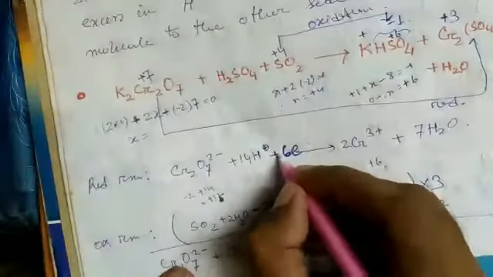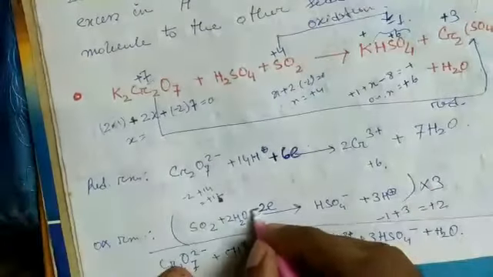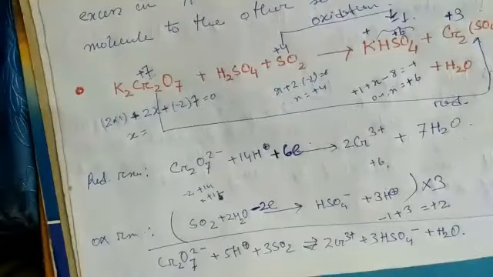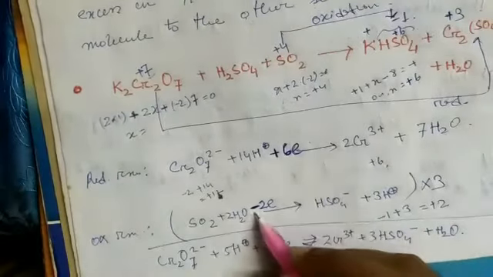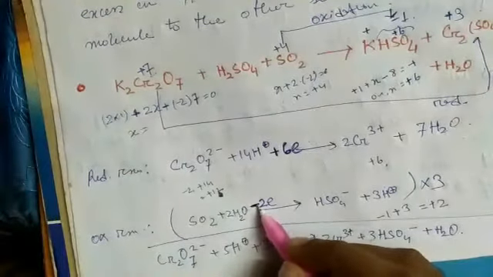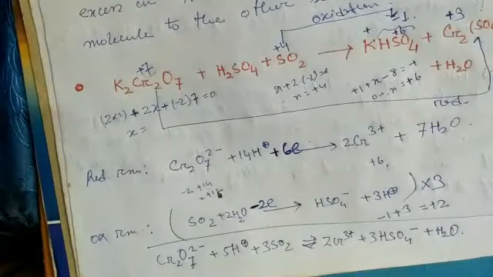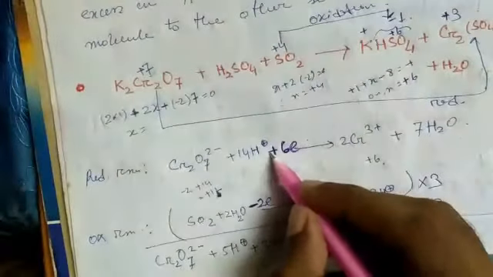Here we have added electrons and here we have subtracted electrons. As in oxidation electrons are lost, here we write a negative sign, and as in a reduction reaction electrons are accepted, we write a positive sign here.